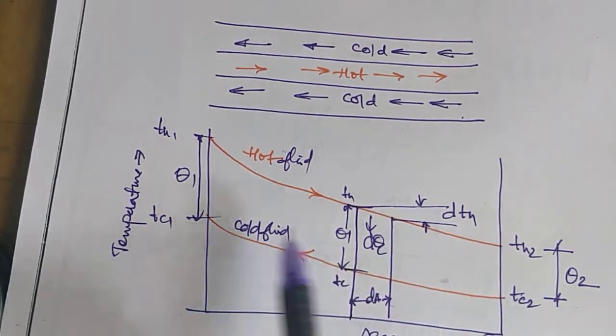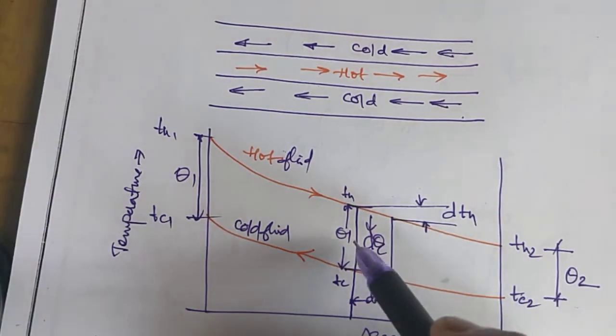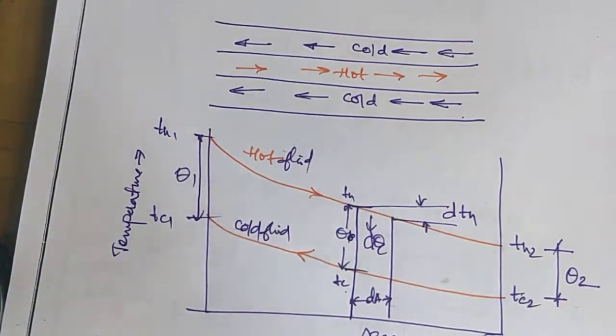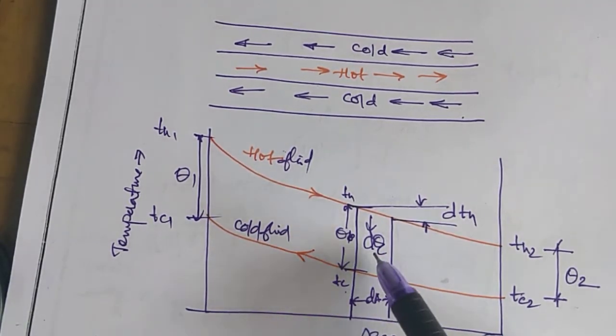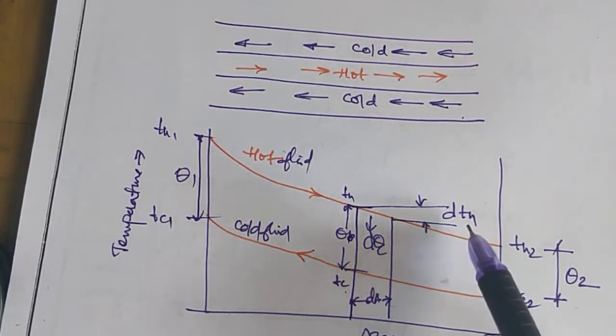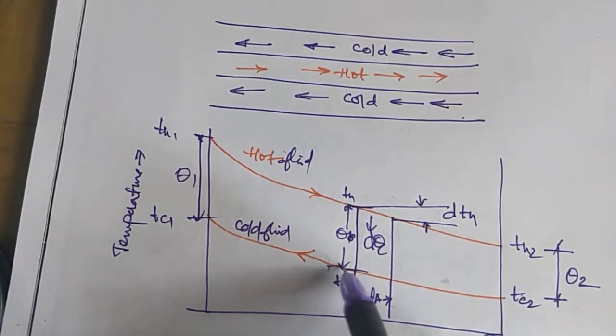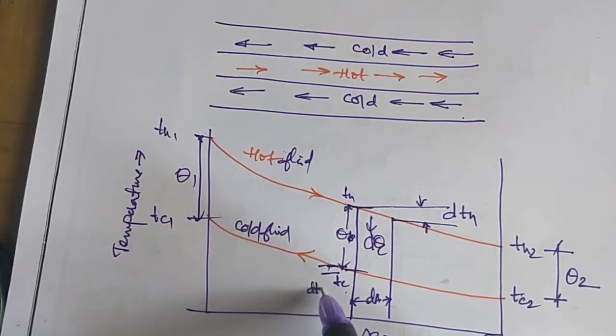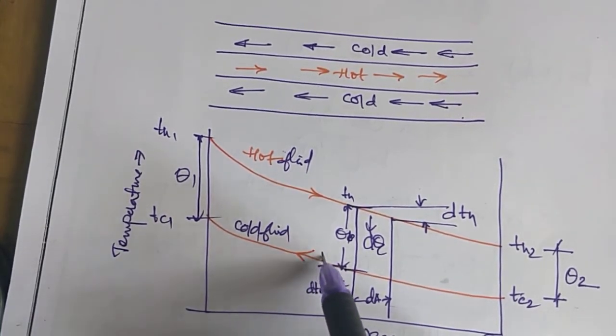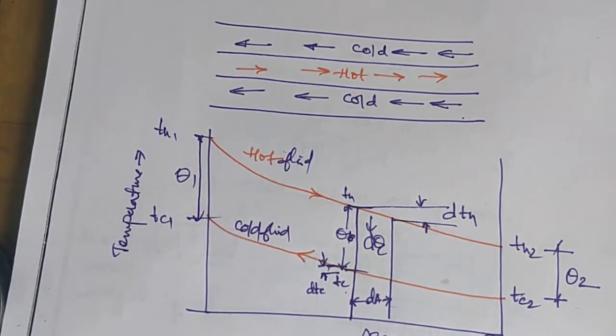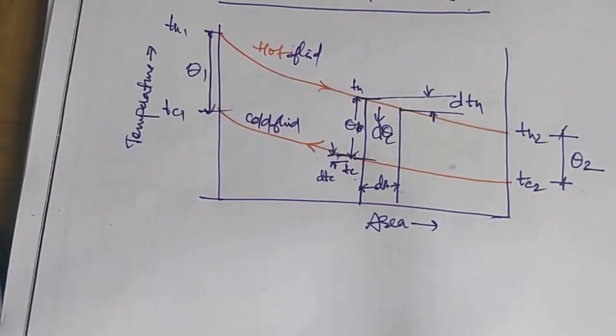So these are theta 1 and theta 2, and this is theta, that is TH and TC, and this is the elemental area for analysis purpose. This is the dq for the heat transfer, and this is the dTH and dTC. dTC is very small, and dTH is somewhat large. Okay, so now this is the calculation for LMTD for a counterflow heat exchanger. Let us derive this equation.